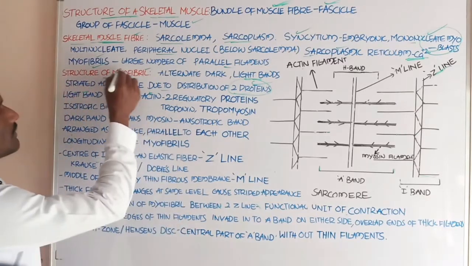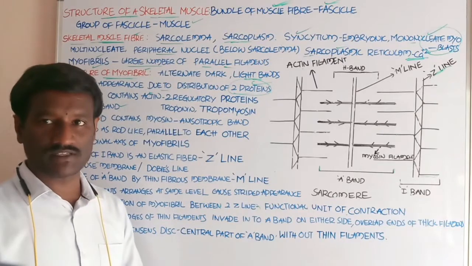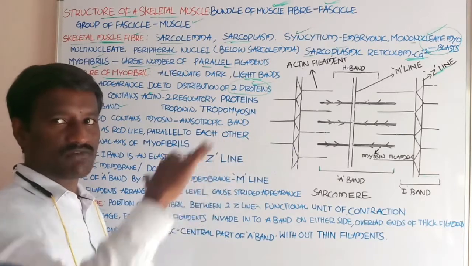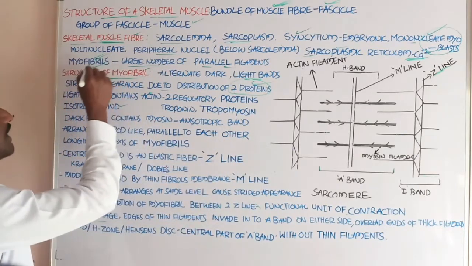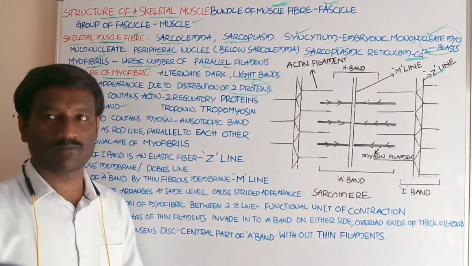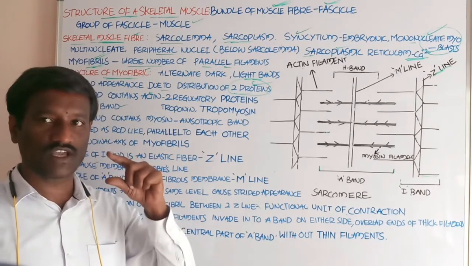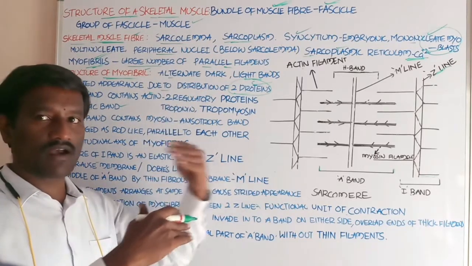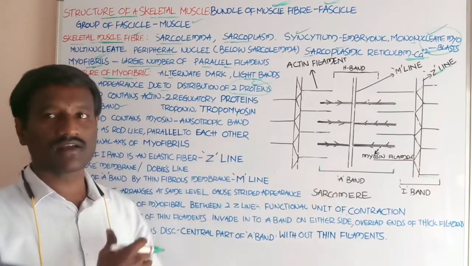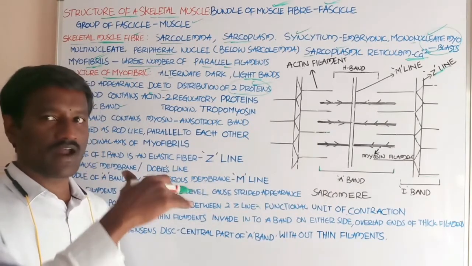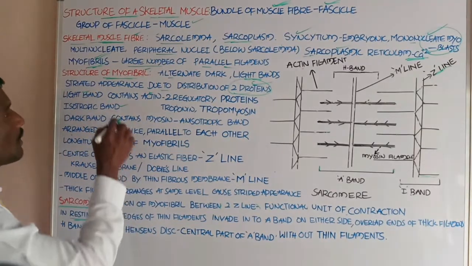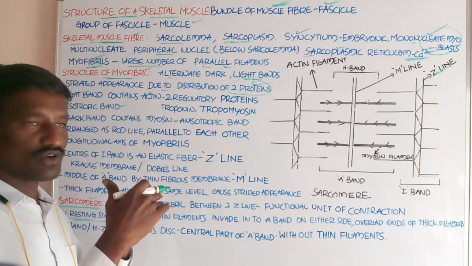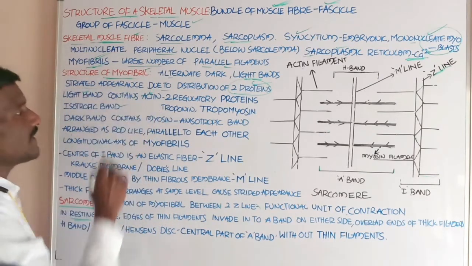Another feature is the large number of parallel filaments present in the muscle fiber, called myofibrils. Now, what is the structure of the myofibril? The myofibril shows an alternate arrangement of dark bands and light bands. This also gives it a striated appearance.